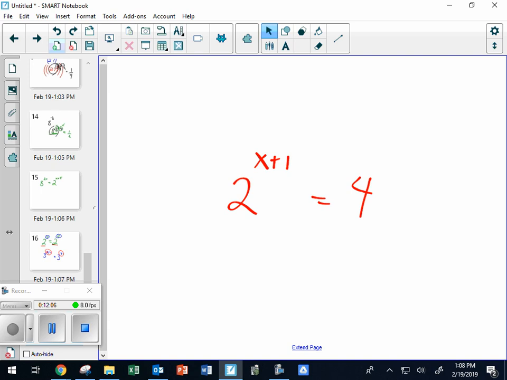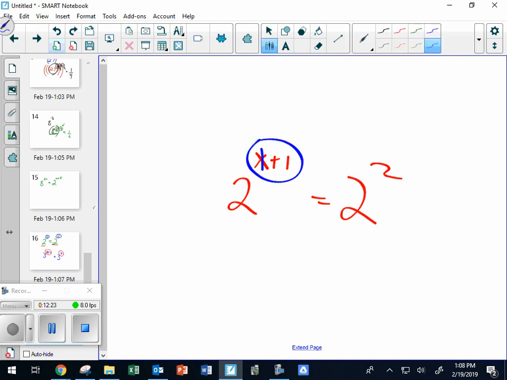Couldn't you replace a 4 with a 2 squared? And then it will be a 2 to a power. Because 4 is 2 squared, right? So then what's the answer? What does x have to equal? 1. Because that way that equals that. So x equals 1. All right.